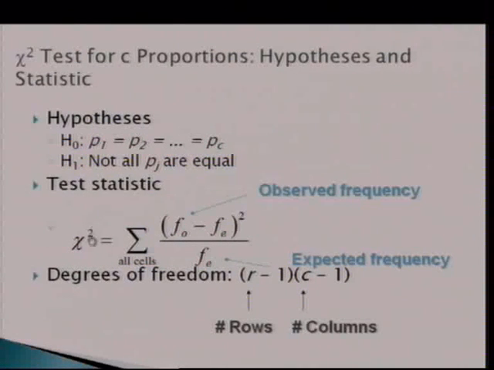Here the chi-square, denoted by the Greek letter chi, is the summation over all cells of (f0 minus fe) whole square by fe, where f0 represents the observed frequency and fe represents the expected frequency. The degrees of freedom required are (r minus 1) into (c minus 1), where r represents the number of rows and c represents the number of columns.